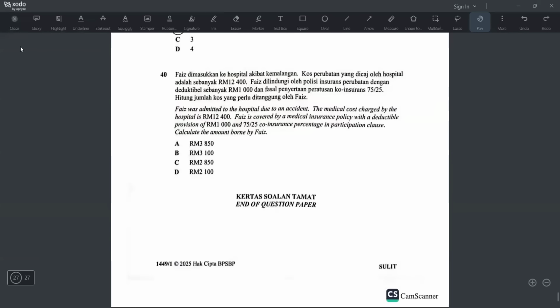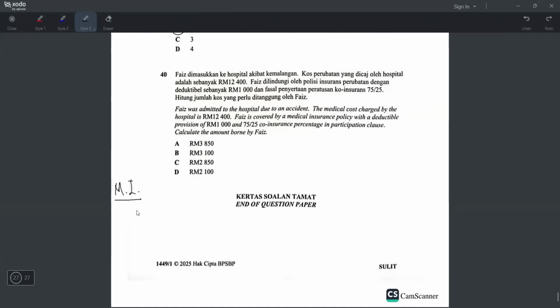Okay, last question is medical insurance. So I'm sure I have to give you the formula. So do I have enough space here? Okay, I think enough lah. Alright, for medical insurance, this one is Form 5 Chapter 3 ya.